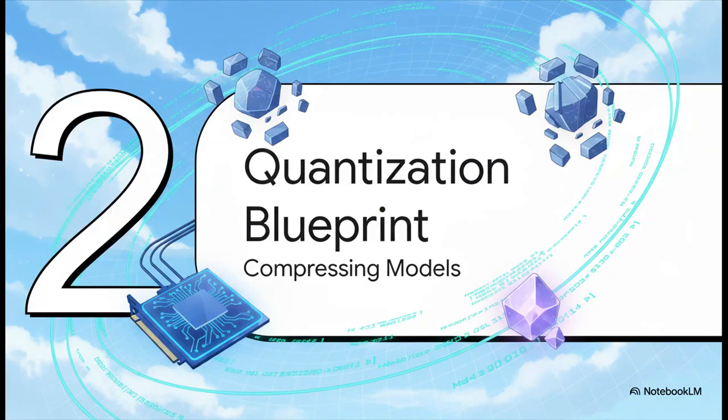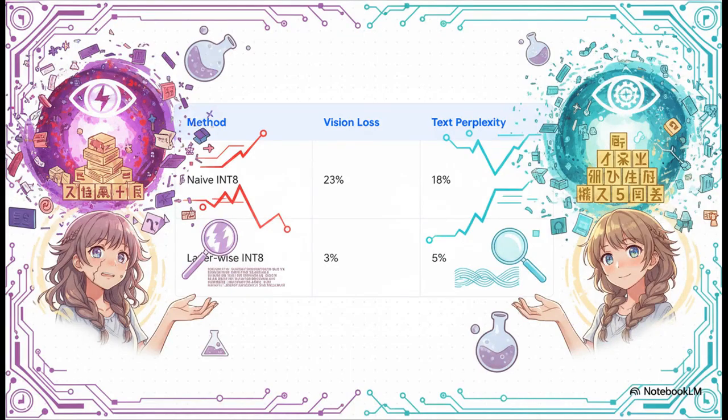Moving right along, Section 2, the quantization blueprint. Okay, so how on earth do we actually compress this beast without completely destroying its intelligence? Well, it comes down to what I like to call software alchemy. There is a shocking difference between applying a generic, naive INT8 quantization versus a highly targeted layer-wise approach.